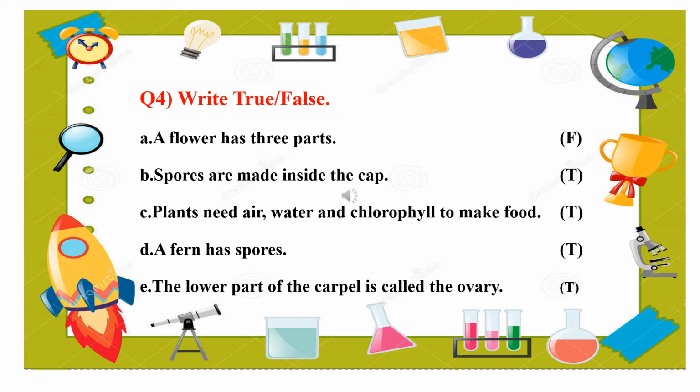So we have learned that a flower has 3 parts, that is false, because a flower has 4 parts. And spores are made inside the cap of a mushroom, that is true. And plants need air, water and chlorophyll to make food, that is also true. A fern has spores and it is true. Even ferns and mosses have spores. And the last one, the lower part of the carpel is called the ovary, and it is also true.